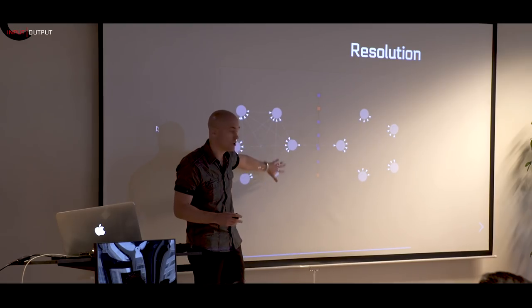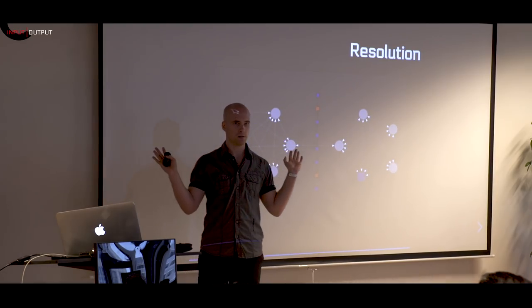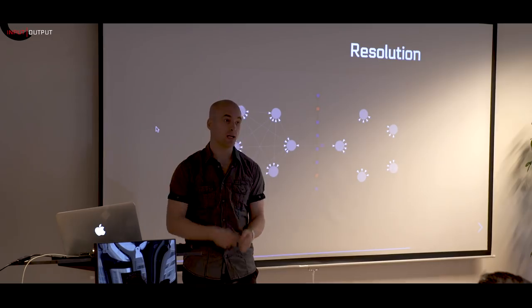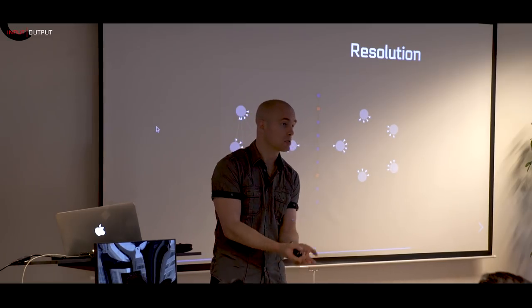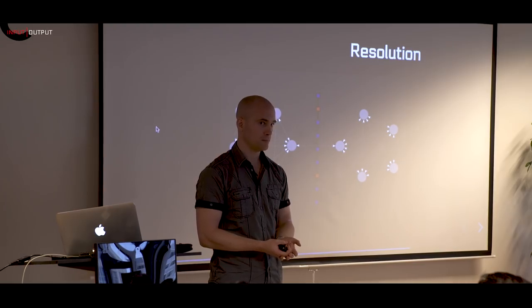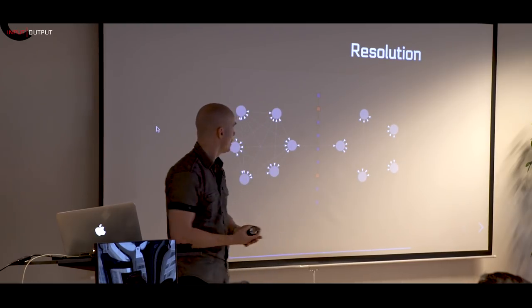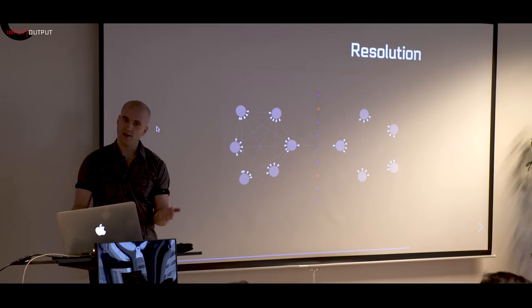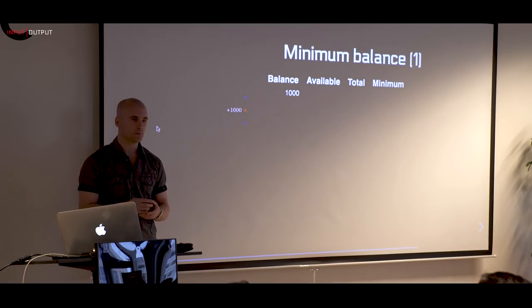Any transaction that was in the shorter one disappears. Maybe they get resubmitted into the network, and eventually they get onto the chain. Maybe not. We're not sure. We hope that they will, but we have no guarantee. Okay. So what does this mean for our balance? Well, let's look at an example.